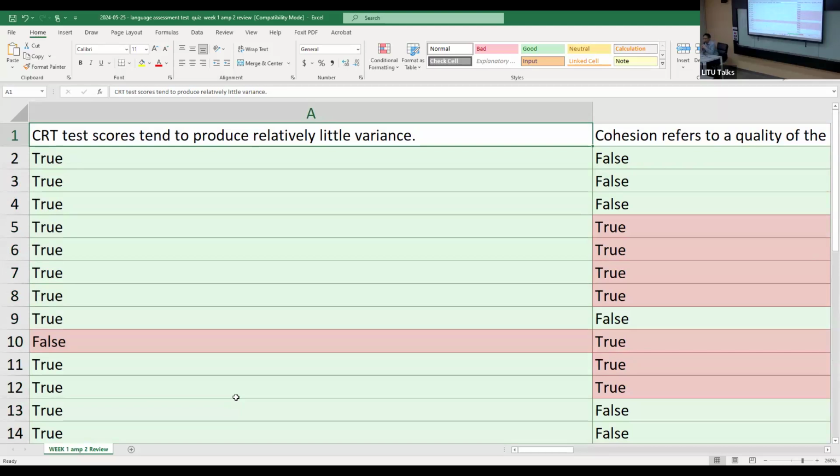Then what is CRT, criterion reference testing? We interpret the test scores in terms of their scores in relation to external standards. So we are concerned about how much they know. We're not concerned about their relative standing, which is the purpose of norm reference testing, right? Okay. And the next issue is relatively little variance. What does variance mean? Variance.